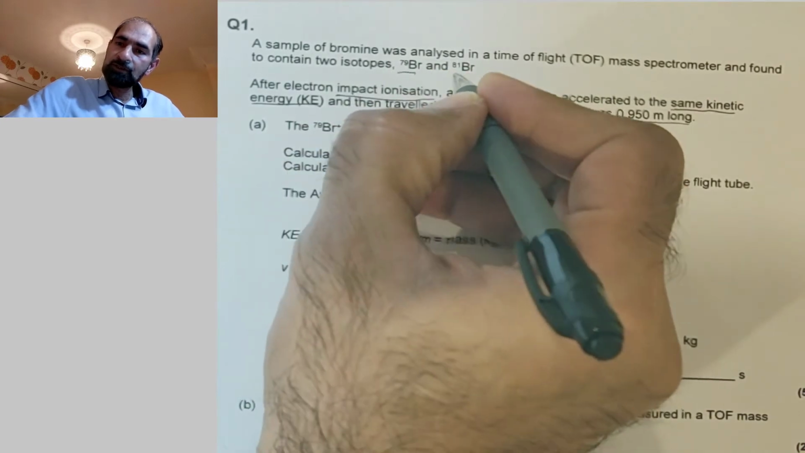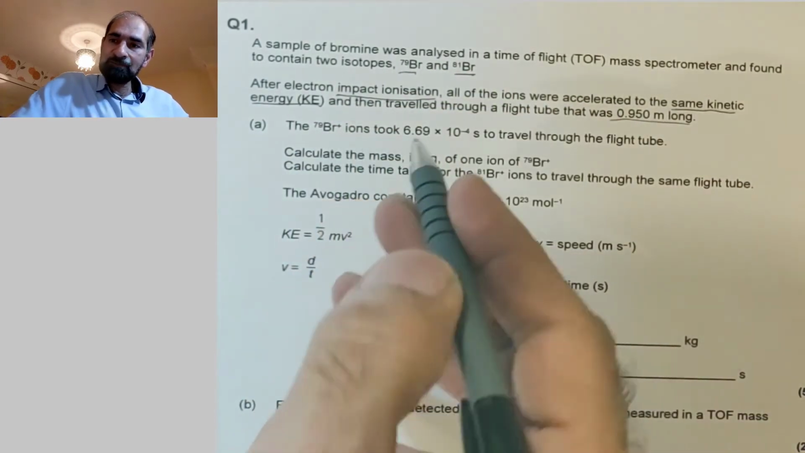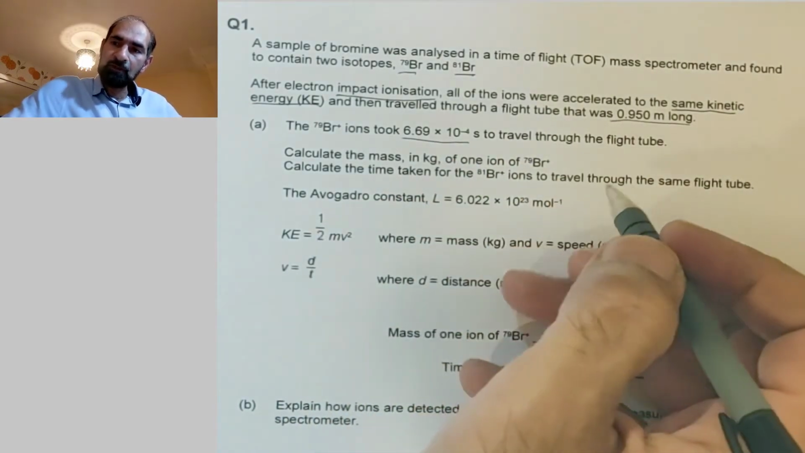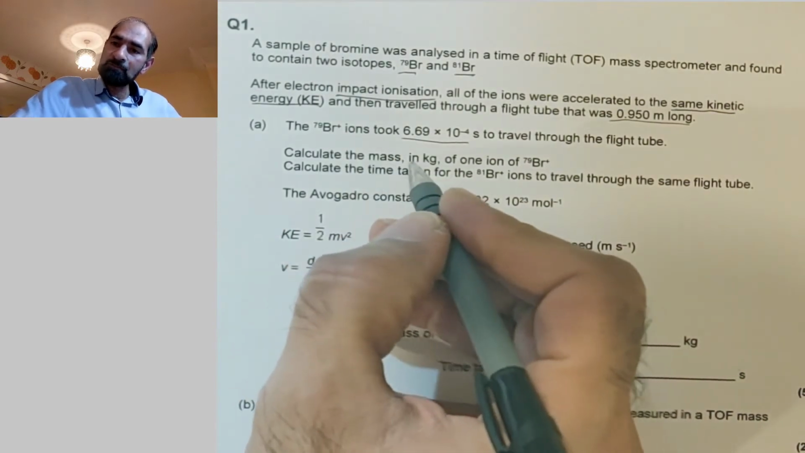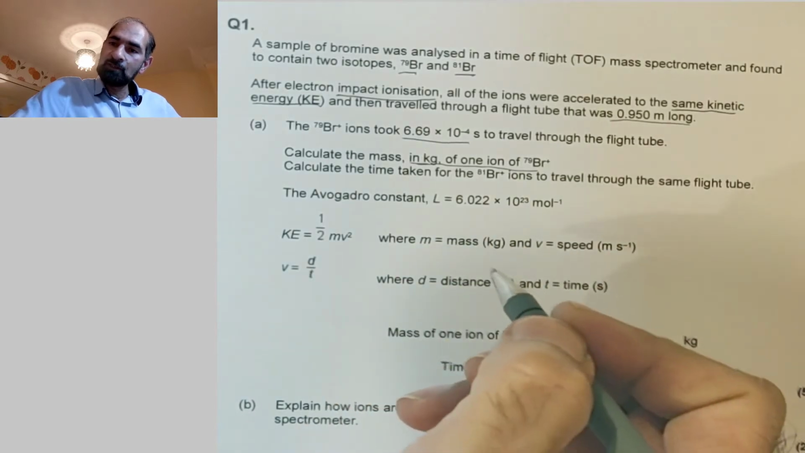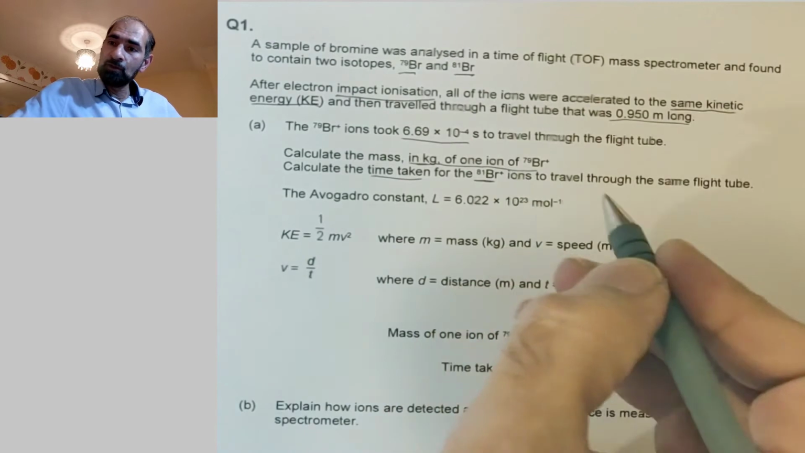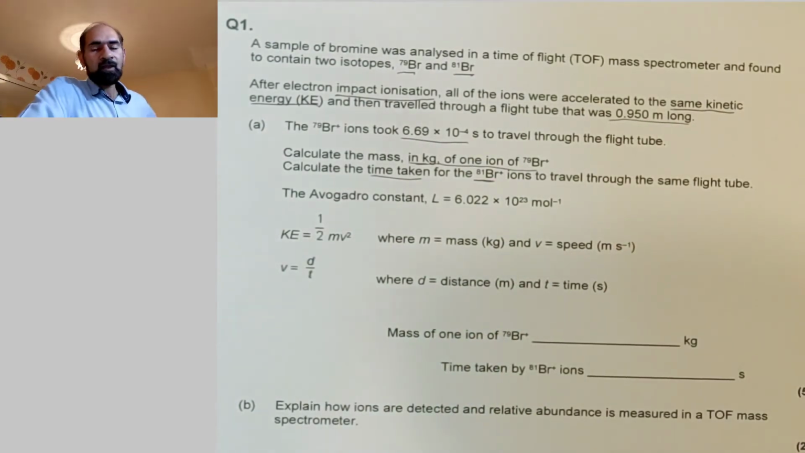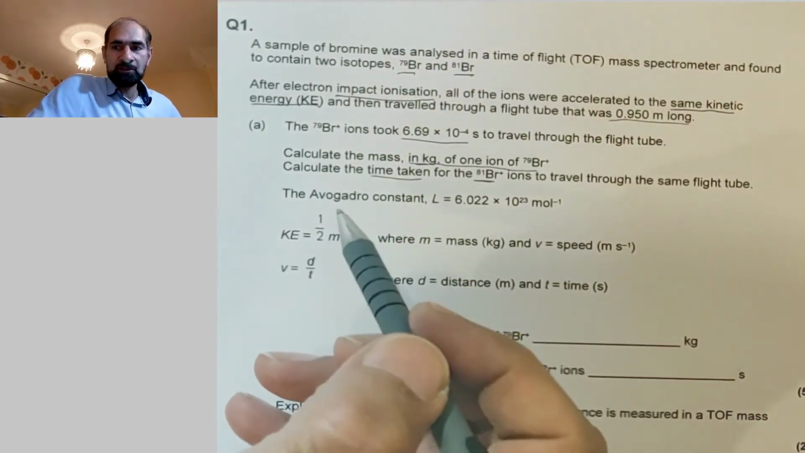Okay, so there are two isotopes. The bromine 79 ion took 6.69 times 10 to the minus 4 seconds to travel through the flight tube. Calculate the mass in kilograms of bromine 79, and then calculate the time taken for the bromine 81 to travel through the same flight tube. Wow. Now, the first thing, let's take this question into steps, yeah?